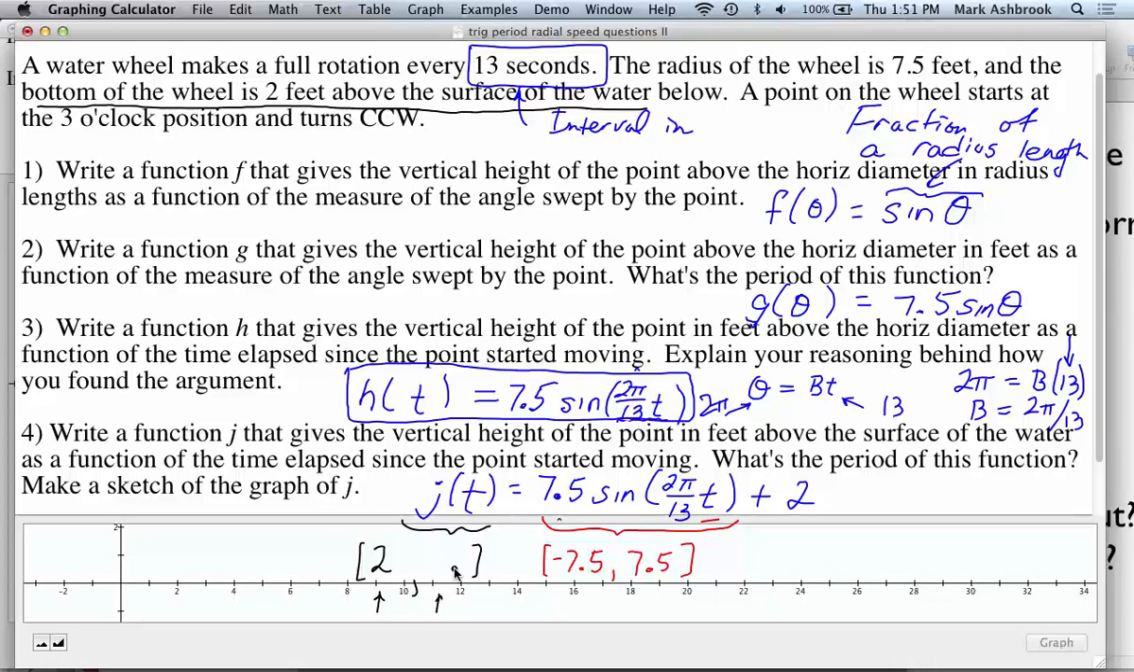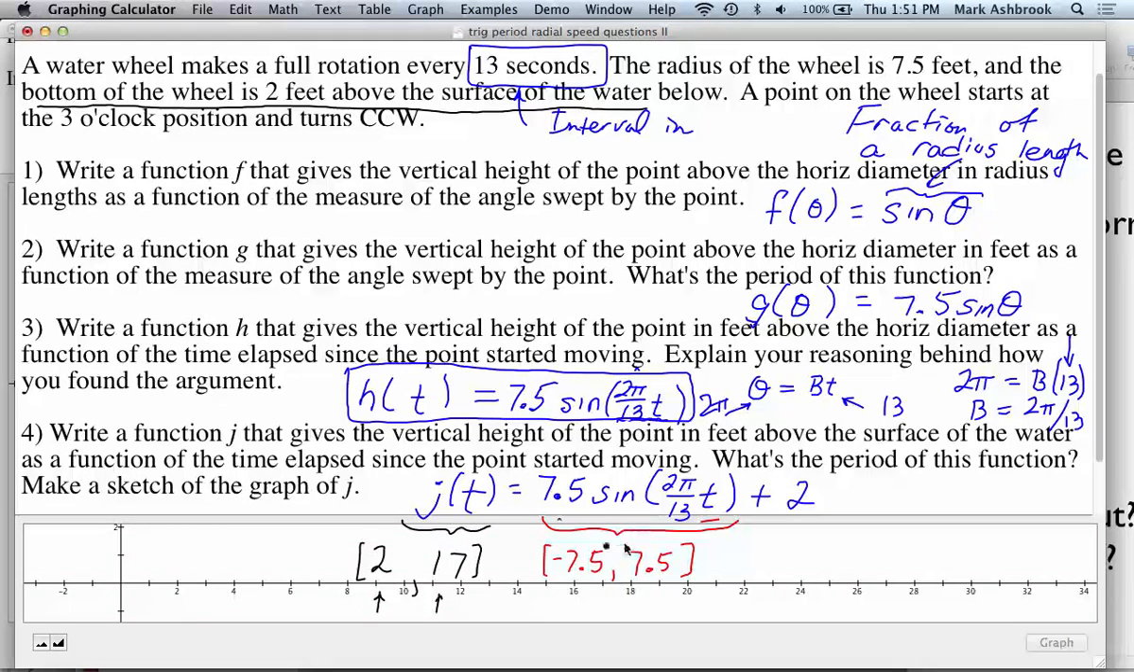And then what's going to be the highest? How can we figure out what the highest point of J is going to be? Two radiuses. Two 7.5s, right? The first 7.5 will be to the midline, the horizontal diameter, and then another one. So what do we get when we do that? Adding it to 2, 17. So the point on the wheel above the water is going to be from 2 feet to 17 feet above.